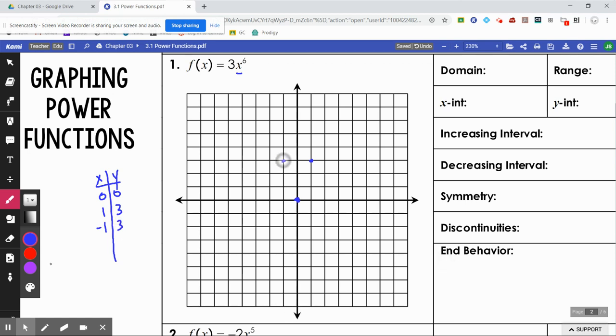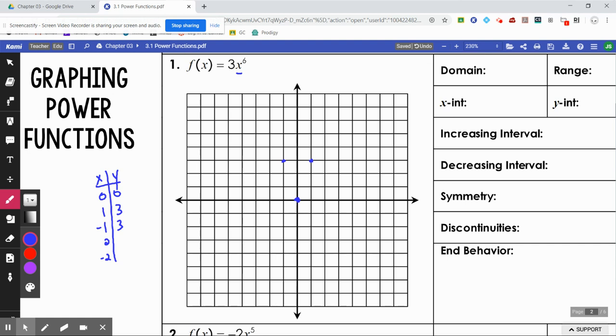And when I plug in -1 to the 6th power, I get 1 times 3, which would also be 3. Now if you were to try to plug in anything else like 2 or -2, this is going to be so far off the graph, it's not going to fit. 2 to the 6th power is going to be 64, and if you multiply by 3, you're going to get 192. So again, not going to fit.